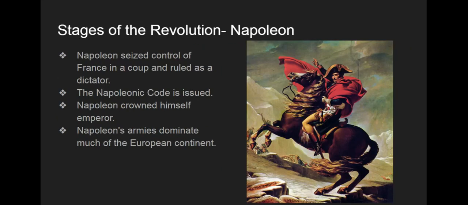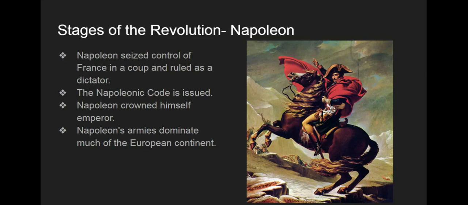The final stage of the revolution is known as Napoleon. So, Napoleon was a relatively common man who worked his way up through the military to a higher rank, gained a lot of popular support by his soldiers that served under him. And with his popularity and military cunningness, basically, ended up seizing control of France in a coup and ruled as a dictator. Under his rule, he created the Napoleonic Codes.